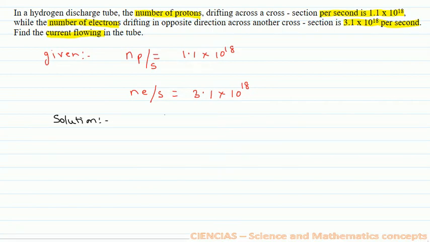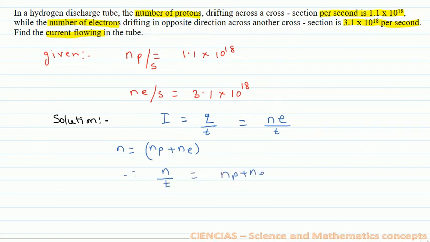We know that current is equal to charge upon time. Charge is equal to the number of charge carriers times the charge of each carrier. So N will be equal to the total number of protons plus the total number of electrons. Therefore, N upon t will be equal to the number of protons plus the number of electrons per second. And the value of e is the charge of a proton, 1.6 × 10^-19 coulomb. Charge of proton is equal to the charge of electron, which is equal to e.